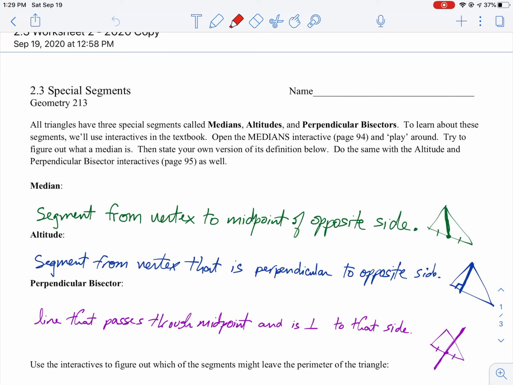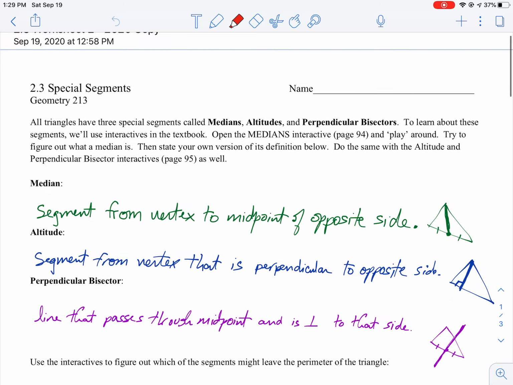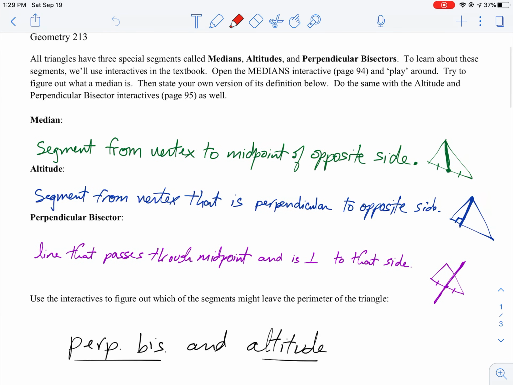And then at the bottom or the middle of the page here, it says use the interactives to figure out which segments might leave the perimeter of the triangle. And so from my pictures up above, you can tell the purple, the perpendicular bisector, definitely leaves. And then we also saw in the interactive that the altitude also leaves. So the two that can leave the perimeter of the triangle are perpendicular bisector and altitude.